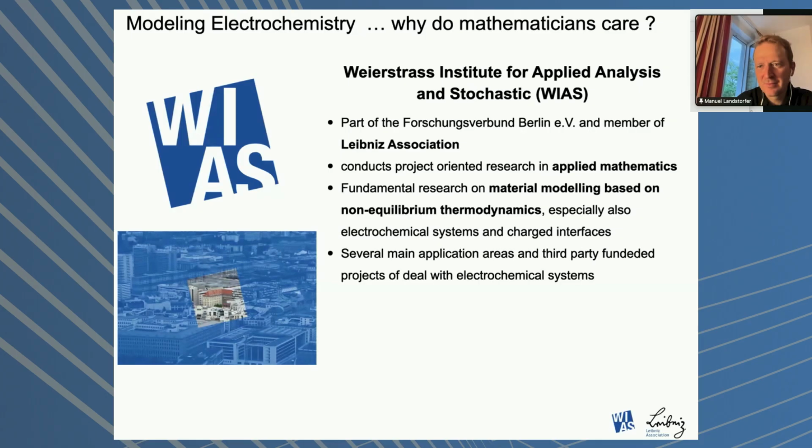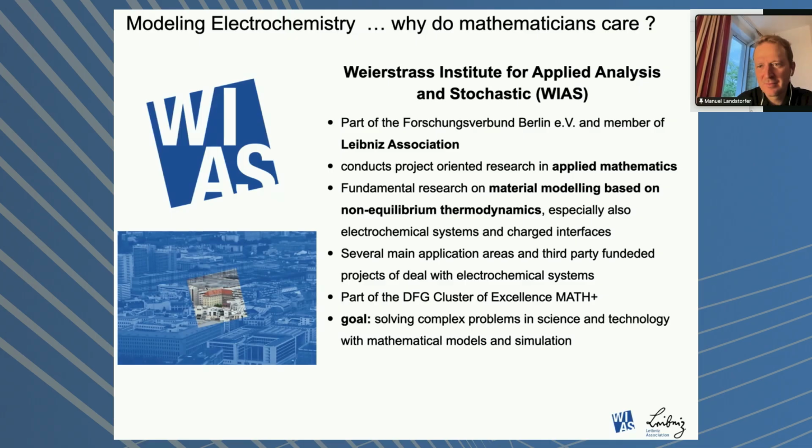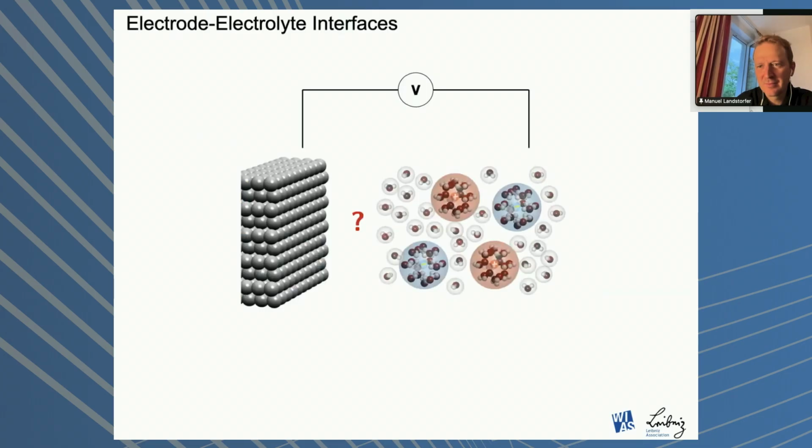We have seen many application areas which deal with electrochemical systems, from fundamental stuff to bioelectrochemical systems, batteries, corrosion. And we are part of the DFG Cluster of Excellence Math Plus. Our goal is always solving complex problems in science and technology with mathematical models and simulations. And of course, in order to do so, we need reliable mathematical models. And this is, let's say, my main research branch: the derivation of reliable models for electrochemical systems. So the central question.